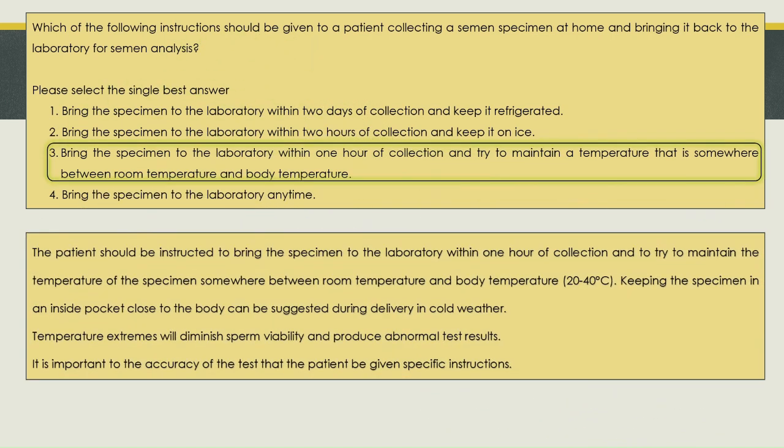The correct answer. The patient should be instructed to bring the specimen to the laboratory within 1 hour of collection and to try to maintain the temperature of the specimen somewhere between room temperature and body temperature, 20 to 40 degrees Celsius. Keeping the specimen in an inside pocket close to the body can be suggested during delivery in cold weather. Temperature extremes will diminish sperm viability and produce abnormal test results. It is important to the accuracy of the test that the patient be given specific instructions.